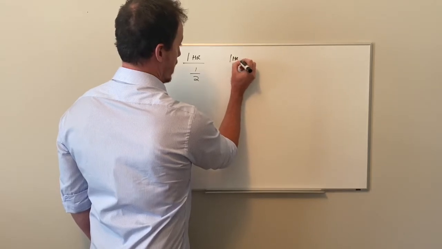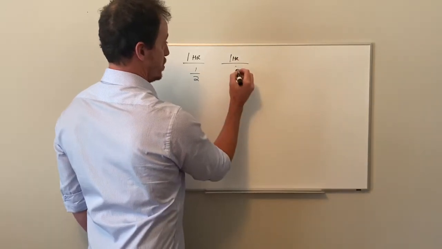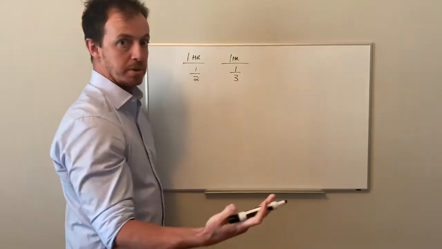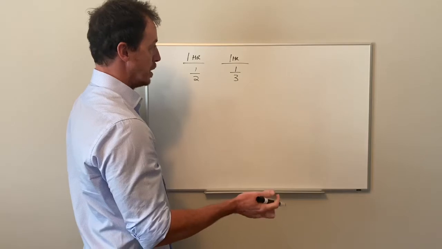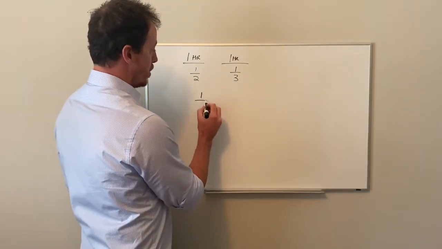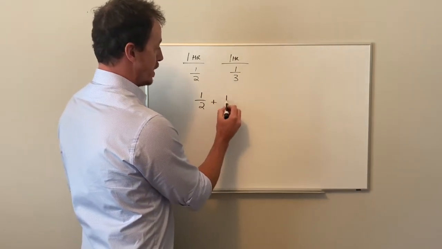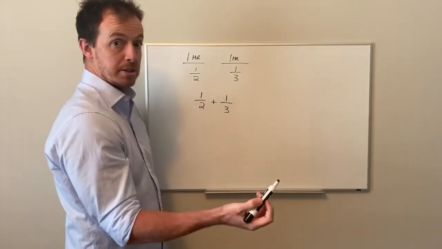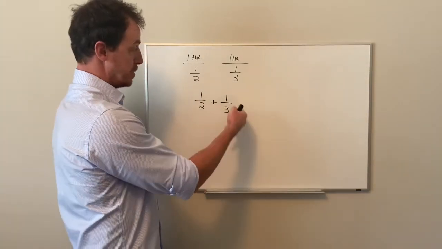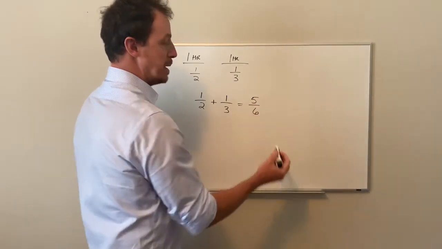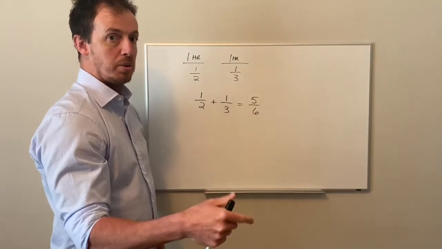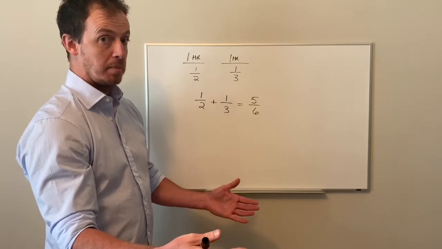In 1 hour, you could do a third of the job. Because remember, it takes you 3 hours. A third, a third, a third. So you're doing a third every hour. So we could figure out how much we could do in an hour together by just adding up those 2 parts. If I do half the job and you do a third of the job, by the way, that equals 5/6. That means that together we would do 5/6 of the job in an hour.